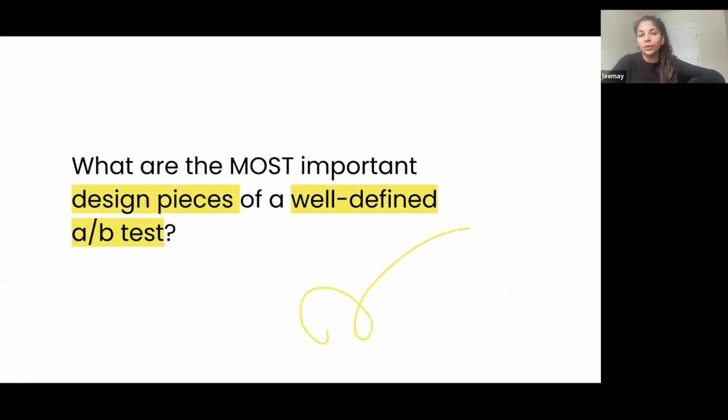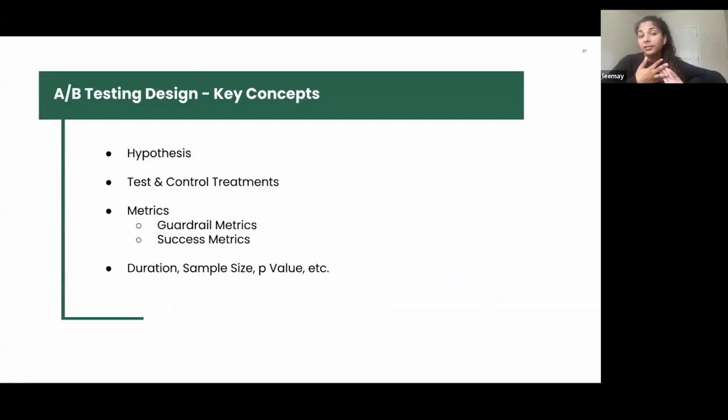What are the most important design pieces of a well-designed A/B test? Hypothesis. This is where you clearly state, if I introduce this feature, this is my expectation. I predict this will happen. So for example, if I introduce a new AI model onto my product, then there will be an increase in click-through rate, or there will be an increase in revenue because that recommendations model is recommending things the user can purchase. That's your hypothesis, that's your prediction. This makes it very clear why you are running this A/B test.